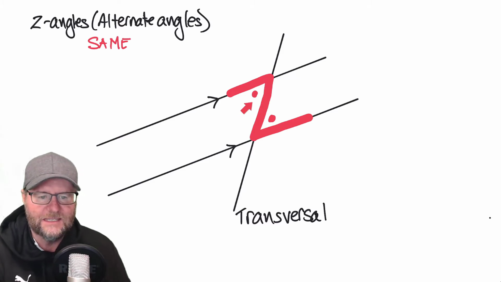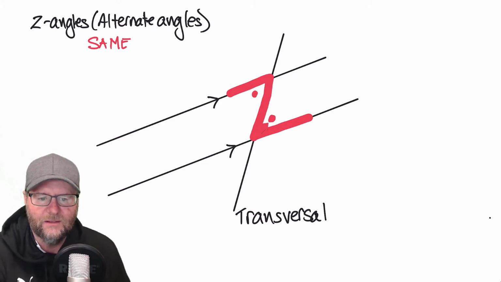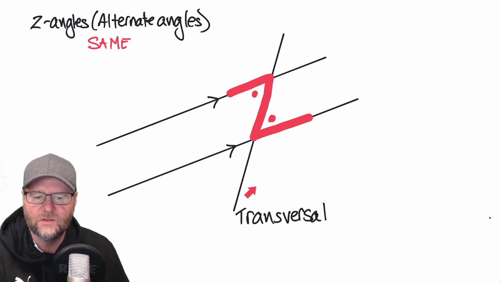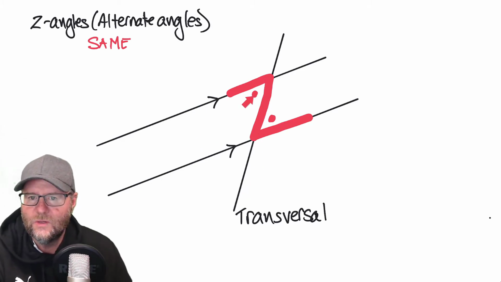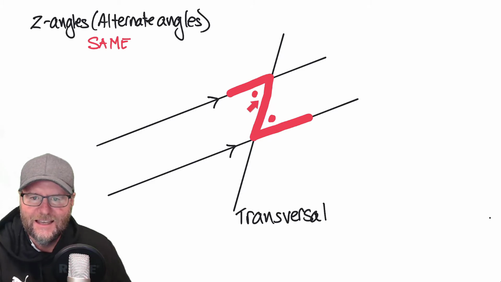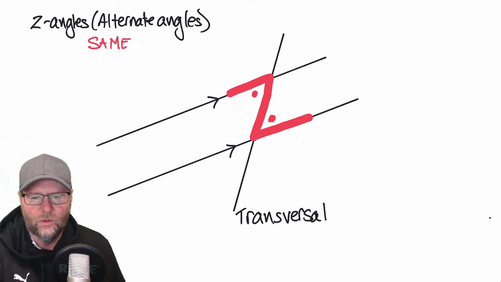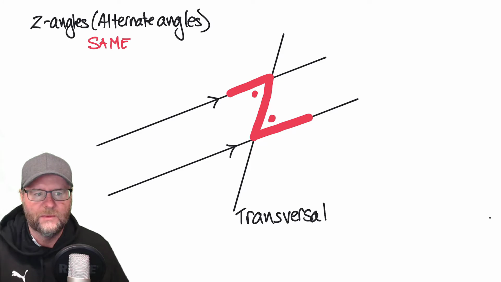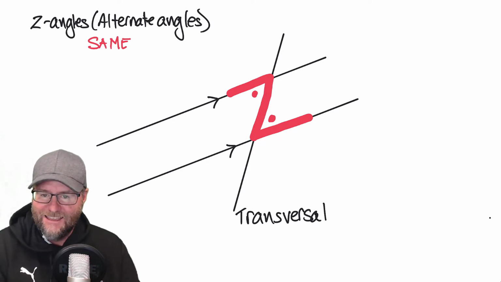So if we see this Z pattern, remember it has to be parallel lines cut with a transversal, then these two angles inside the Z, we know that they're the same, and we'll look at some examples with some numbers shortly. But that's our first one, the Z angles.